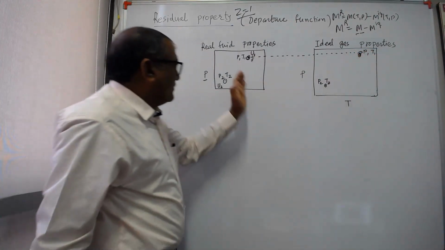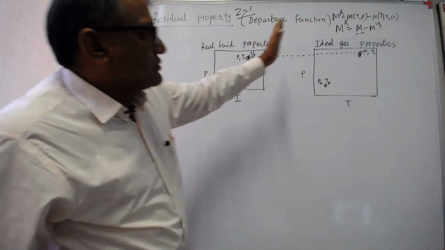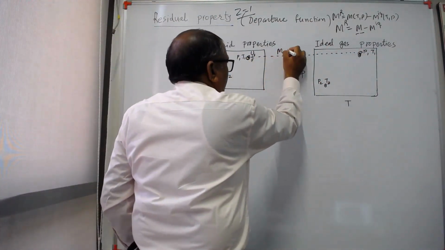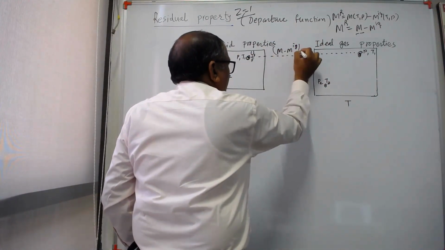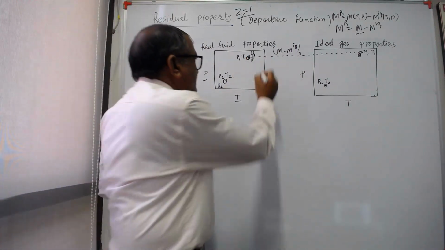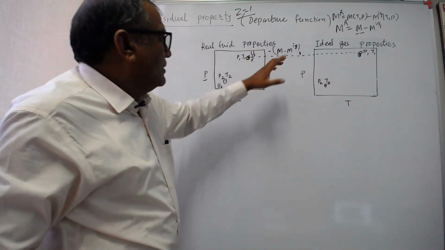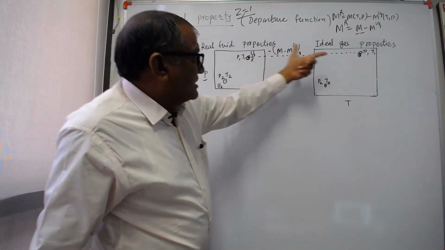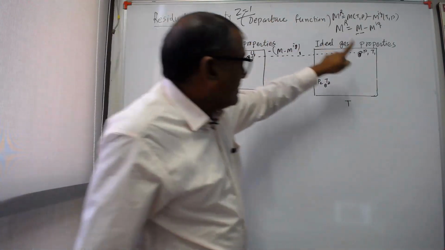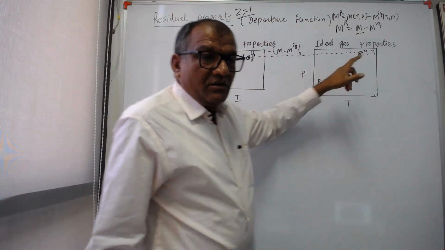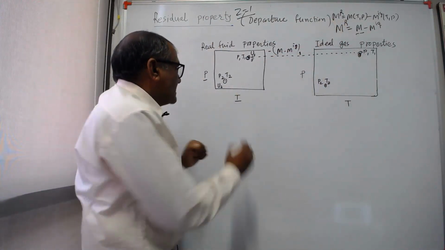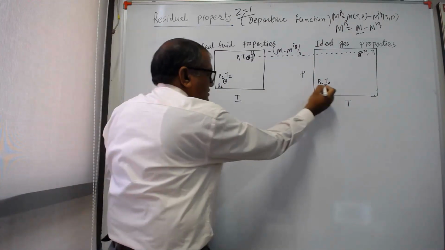So we are just moving from real gas to an ideal gas, and this difference, that is M minus M^ig, that is at state 1. We are talking about state 1, and this is the change in state 1 in real gas as well as in the ideal gas. This difference, that is the residual property. Okay, same thing I can write for this one also.